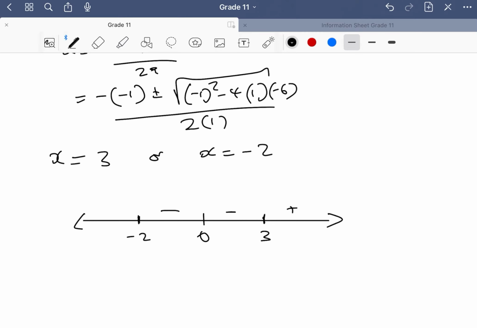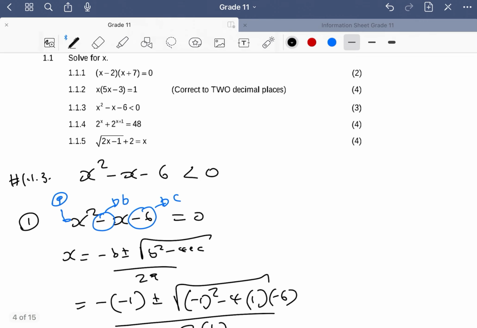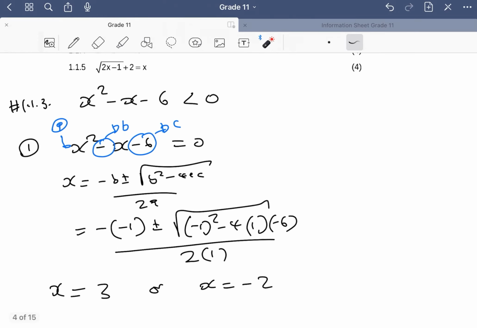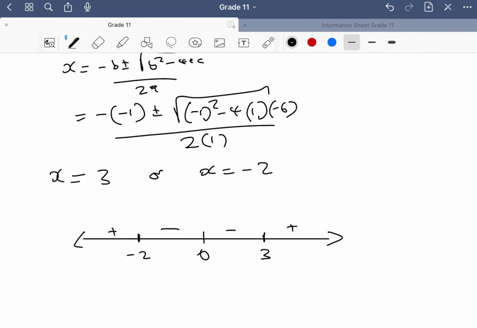Okay, now take any value that is smaller than -2, because now you're looking at the negative direction of the number line. So any value smaller than -2, take -3. If you want, -4, -10, whatever. So let's take -3 and substitute in the equation. Where there's x, you put -3 squared minus -3 minus 6. You get 6. So you get a positive number. So any value smaller than -2, you get a positive number.